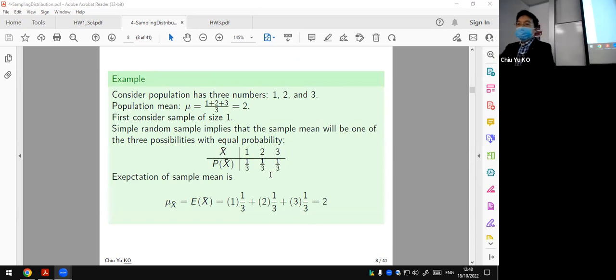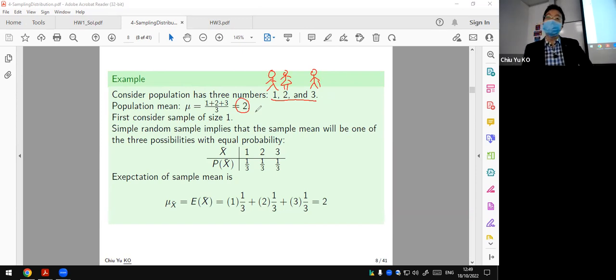Consider a population consisting of three numbers: 1, 2, 3. You may imagine these are the incomes of a young man, a woman, and a senior man. Suppose we have all the information. The population mean will be just 2, because 1 plus 2 plus 3 over 3 is 2.